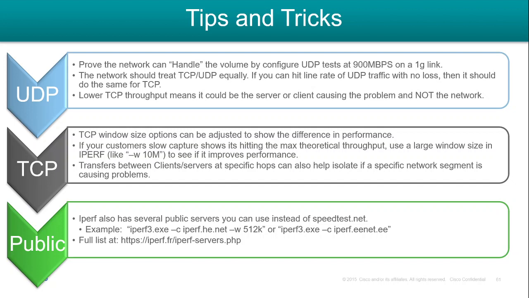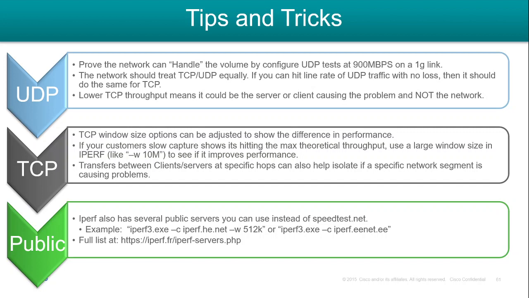This is a great way to prove to a customer that if they have a 1 gig link, it'll transmit 1 gig a second. Or if there's something like a policer or shaper in the path, UDP traffic will be impacted by that just like TCP will, and it should be fairly evident whether or not the traffic is being rate limited in some way. Now, the network, again, it'll treat TCP and UDP equally. So if you could hit 900 or more megabits per second on a 1 gig link with UDP, and it'll also give you a printout telling you whether or not there's loss, then that means the same should exist for TCP.